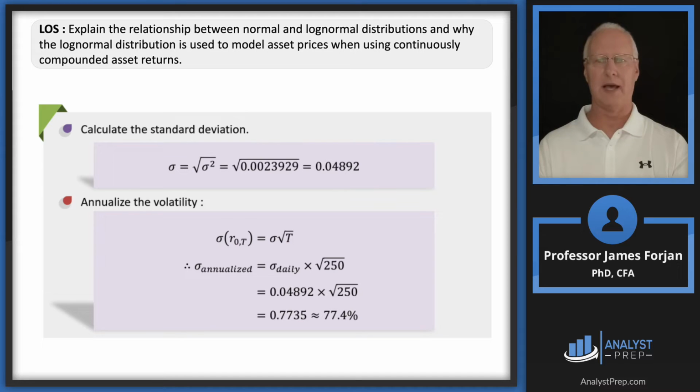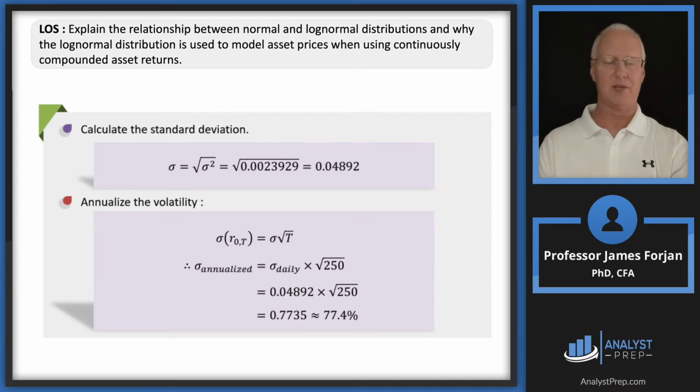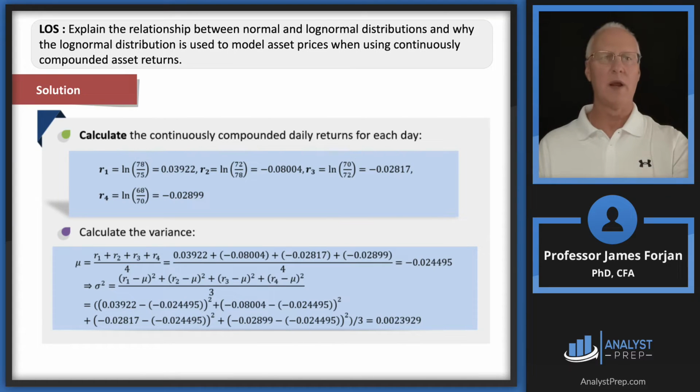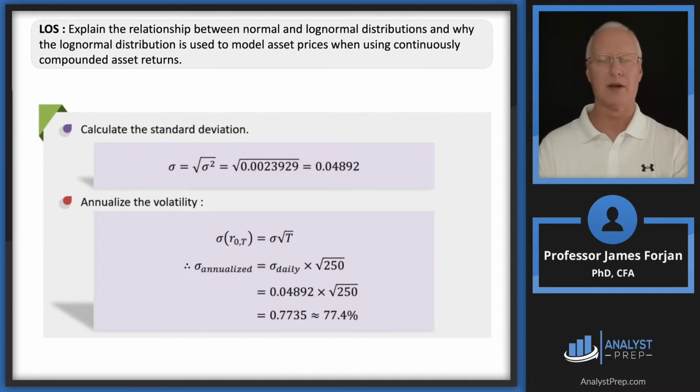We're going to take that 42,363, the daily standard deviation, and then transform that, or annualize it, by multiplying by the square root of 250. Notice that nowhere in here are we told, hey, there are 250 trading days in a year. So that's the number that you'll have to remember.